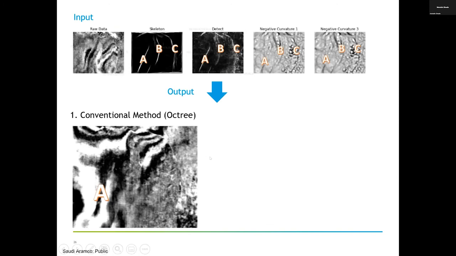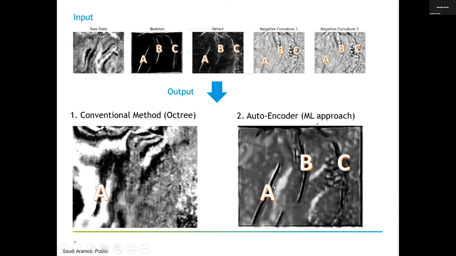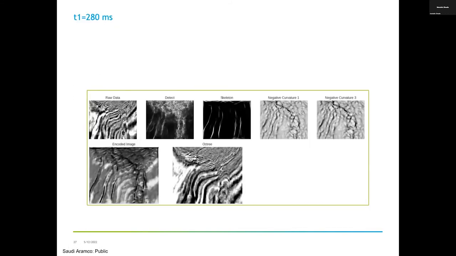See the output of the smart solution. It shows not only the three events, but also with better resolution. And you can observe here the fractures coming from the fifth attribute, all preserved in our solution. There are other examples here with different time intervals, and the encoded image, which is our solution, shows better results than the octree, which is the conventional method.